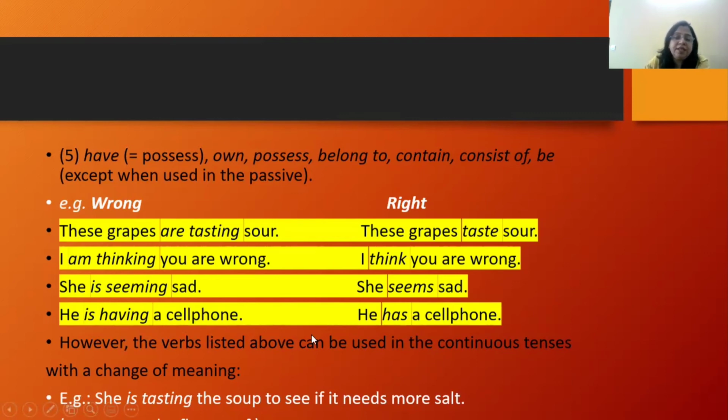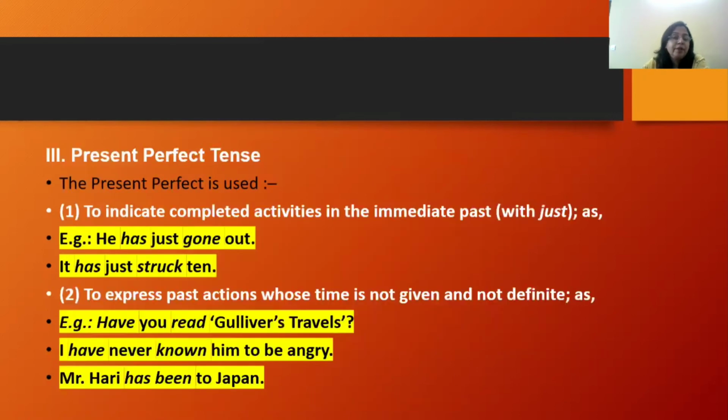However, the verbs listed above can be used in the continuous tenses with a change of meaning. Like, she is tasting the soup to see if it needs more salt. So if we are adding some more words, it changes the meaning. Then in that case, we can use this sentence.